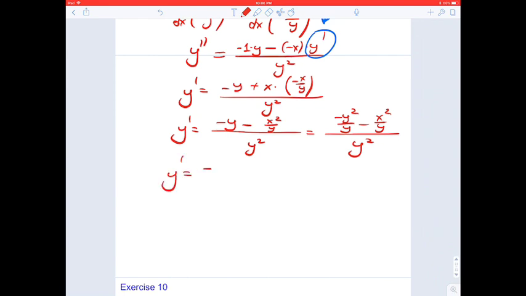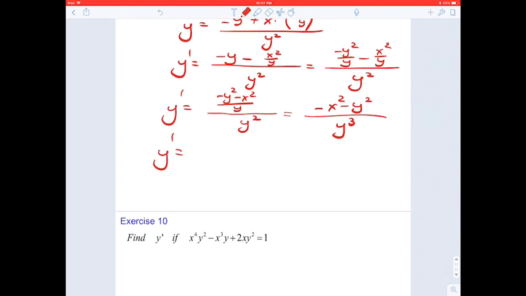And let's factor out negative. Maybe let's wait one more step. Negative y squared minus x squared over y and over y squared. I can drop this denominator down. That means dropping that y in the denominator, I will have y cubed. And I will have negative x squared, negative y squared. Now I can factor out negative x squared plus y squared over y cubed.